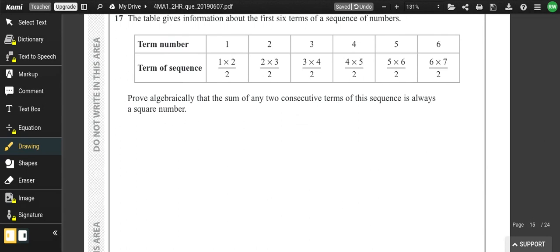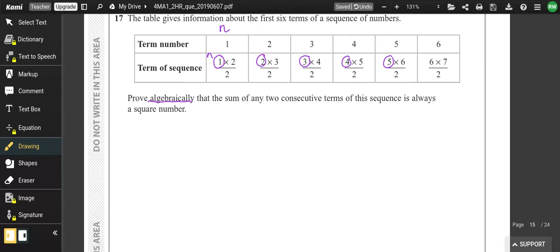I think maybe one or two people got this proof correct. Let's have a look at what we do. So if you have to prove something algebraically, you can't just use numbers. We have to use letters. So the term number, this is usually n, 1, 2, 3, 4, 5, 6. And all of these numbers you can see are linked to that. So if I choose any term, here is n every time. Is that one there? Okay, that matches the n.